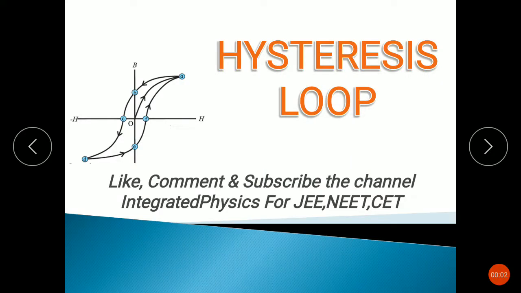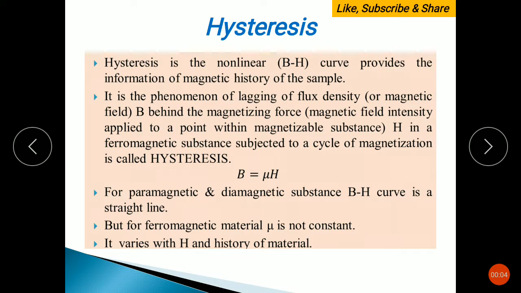Hello friends, in this video we study the hysteresis loop. Hysteresis is the non-linear BH curve. B is nothing but the magnetic field of the material when it is placed in an external magnetic field. H is the magnetizing force or magnetic field intensity of that external magnetic field. And this BH curve provides the information of the magnetic history of the sample.